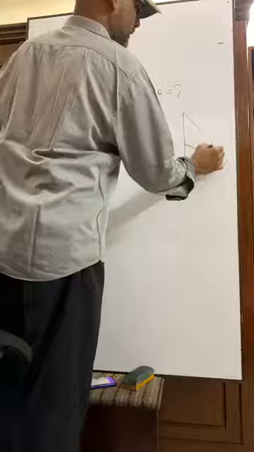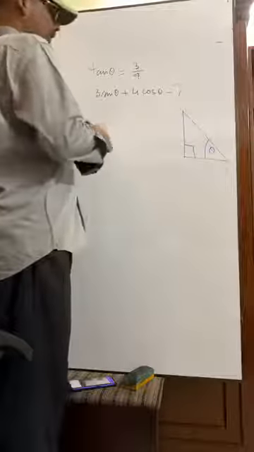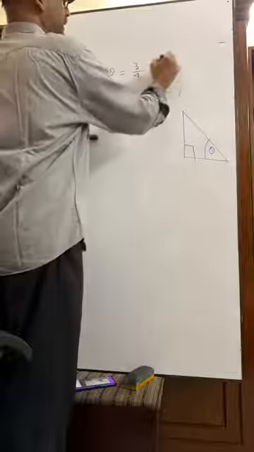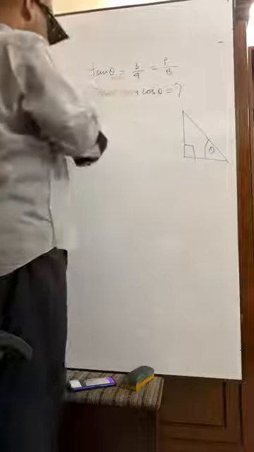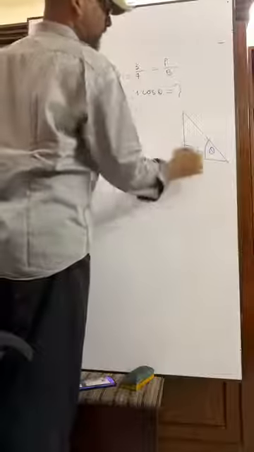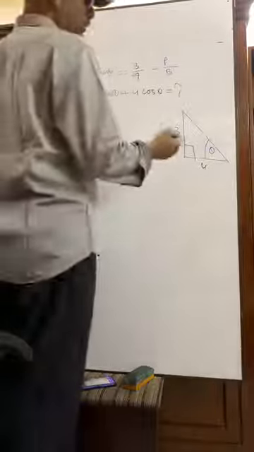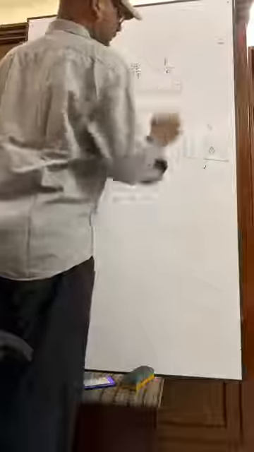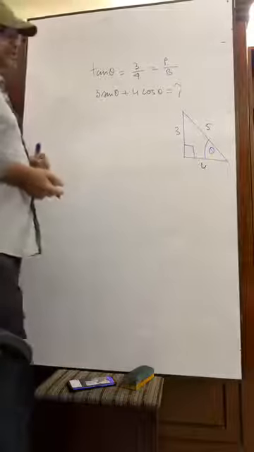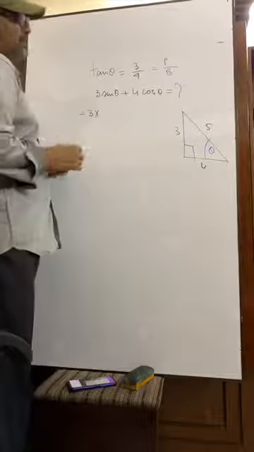This is theta, and this is 3. Tan theta equals what? Perpendicular by base. So what is the perpendicular here? It is 3 units and base is 4. So by Pythagoras theorem, we know the hypotenuse is 5. Is it? 3, 4, 5, Pythagorean triplets.